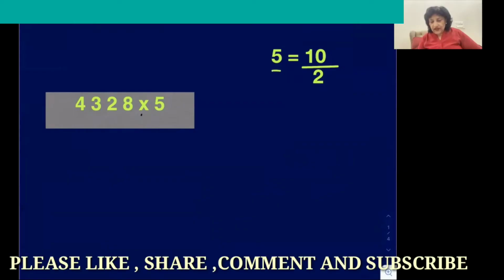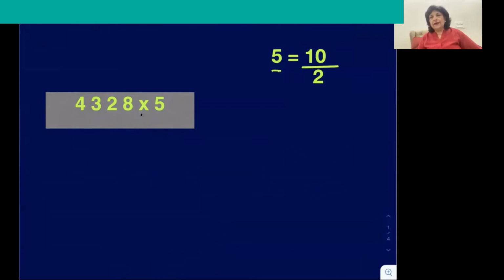Now 5 is also equal to 10 divided by 2. And to multiply any number by 10 is easy because you only have to join 0 at the end of the number you are multiplying. And to divide by 2 is also very easy.